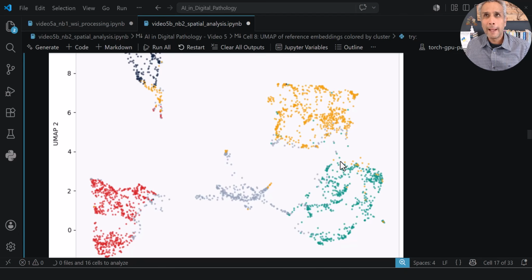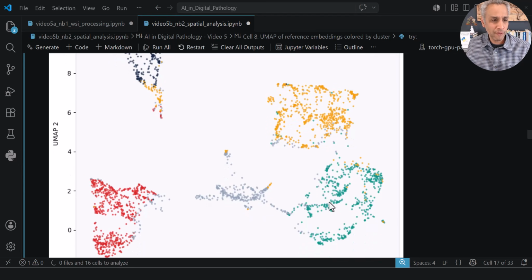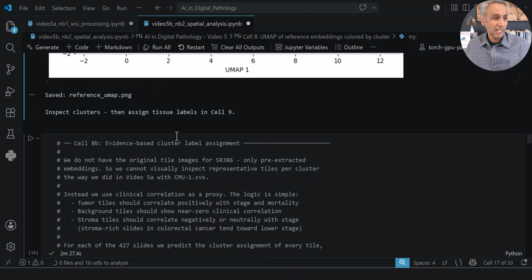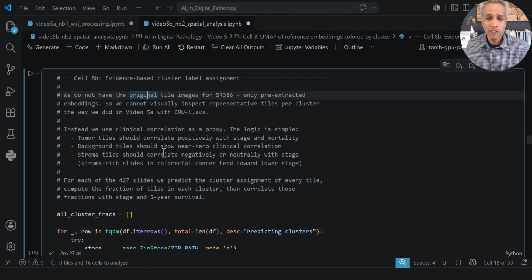So now the question is, which cluster belongs to what? This is exactly where I would pick five tiles from this region, five from here, and five from there, and visually look at them and say, hey, these are background, and these are stroma, and so on. But we don't have that luxury. So that's exactly why we need some sort of proxy. As you can tell, I added this slide later on without any notes. I added notes as part of the code right here.